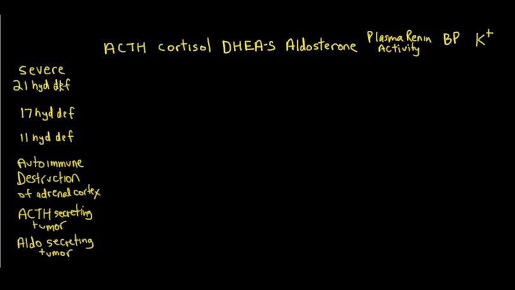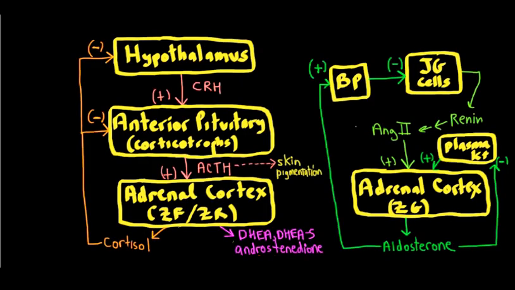So let's start with where we would have the problem in our feedback loop, with a 21-hydroxylase defect. Of course, we're going to have a problem in the synthesis of cortisol, because remember, 21-hydroxylase is a key step in the synthesis of cortisol. And if it's severe, we're also going to have a problem making aldosterone, because remember, aldosterone and cortisol both have hydroxylations of their 21st carbon, as we saw in their chemical structure.